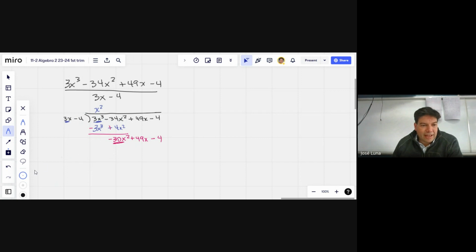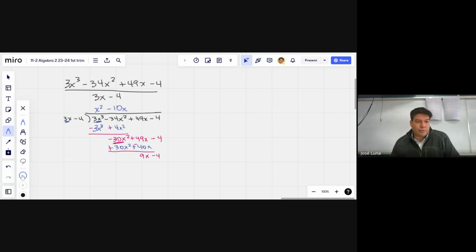We proceed now in the same manner as the beginning. What times 3x is negative 30x squared? And so that would be negative 10x. Negative 10x times 3x is negative 30x squared. Negative 10x times negative 4 is positive 40x. And that's it. Now we need to subtract. So I'm going to change this sign to a minus and an add. They cancel. The first one always cancels if it's done correctly. 49x plus negative 40x is 9x minus 4.